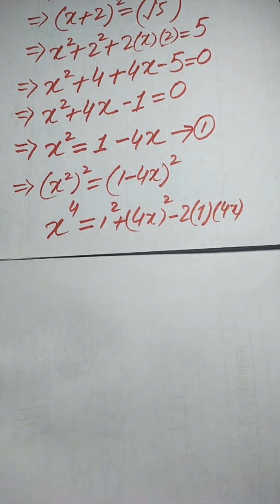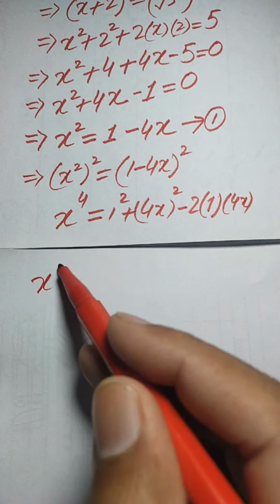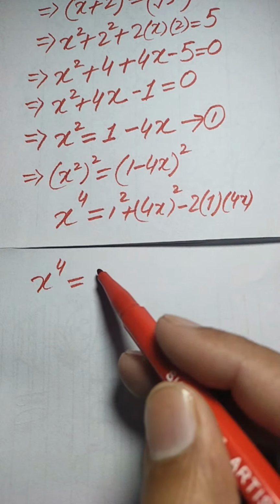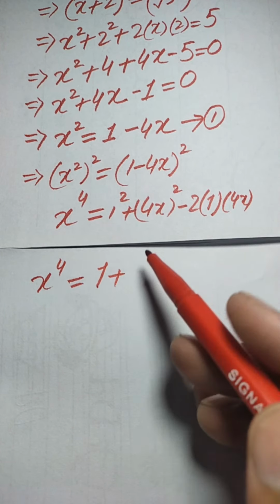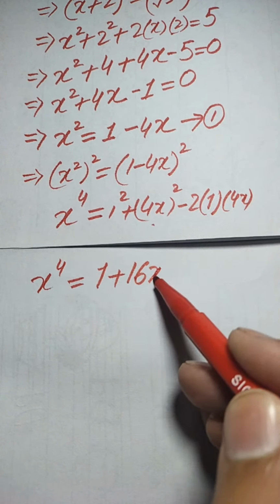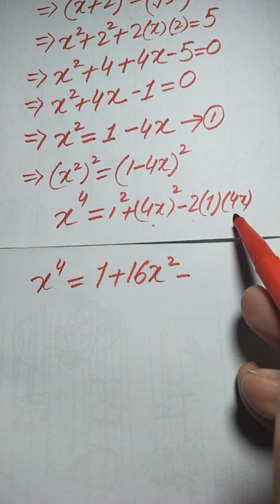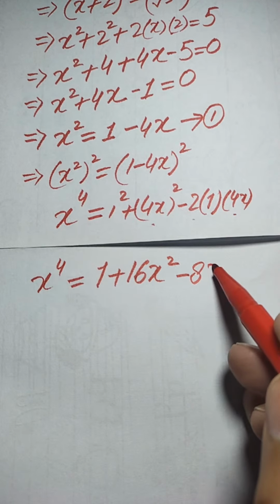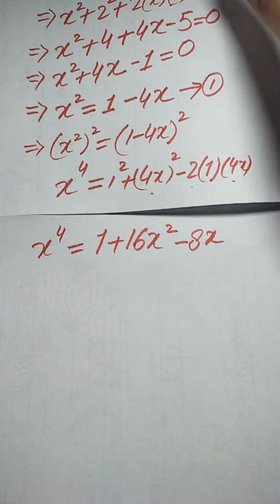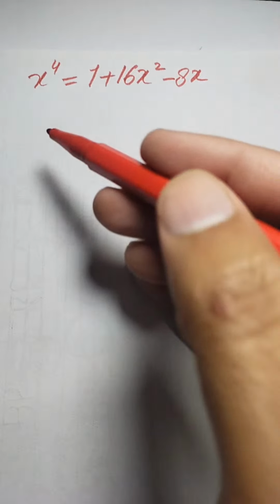So here we rewrite this equation. In the left hand side we have x to the power of 4 equals, here we have 1 square, and 1 square becomes 1, plus 4 square becomes 16, and x square becomes x square, and minus 2 times 4 becomes 8x. In the next step, we need more simplification, and here we just use our equation number 1.